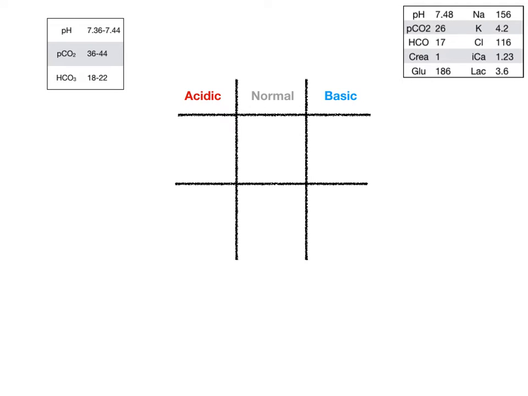If you prefer the tic-tac-toe method, we see the pH is high, which is an alkalemia. The CO2 is low, which means we have a respiratory alkalosis, and the bicarbonate is low, which means there's a metabolic acidosis. Now we see which process lines up with the pH. In this case, it's the CO2, so the respiratory component is causing the primary disturbance. Our patient has a respiratory alkalosis. The bicarb's moving in the opposite direction, a metabolic acidosis, so this is compensation.